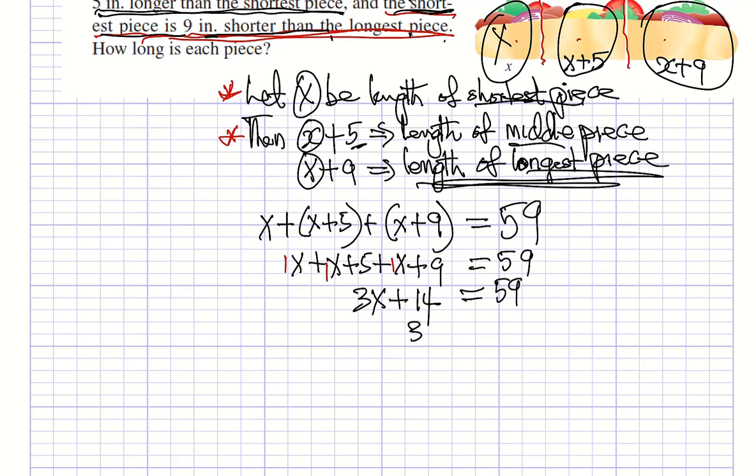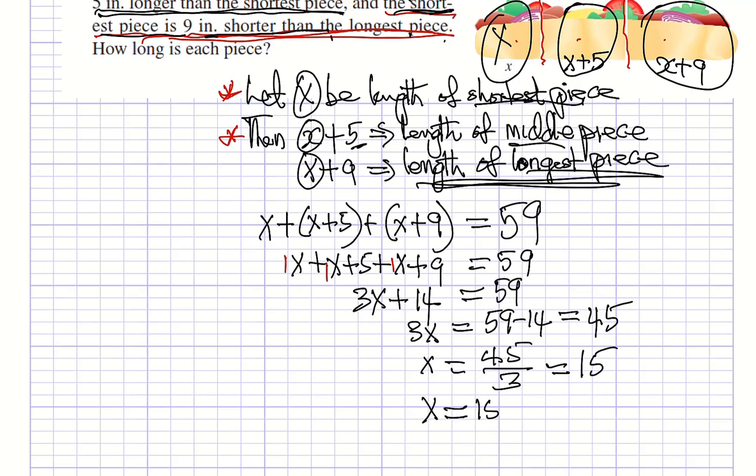And then 3x equals 59 minus 14. And then what is that? 59 minus 14 is 45, okay? Yeah, it's 45. Then you divide everything by 3. You get x equals 45 divided by 3, and that will give you 15. So you have x equals 15. That's the first. Once you get that, then you go back.